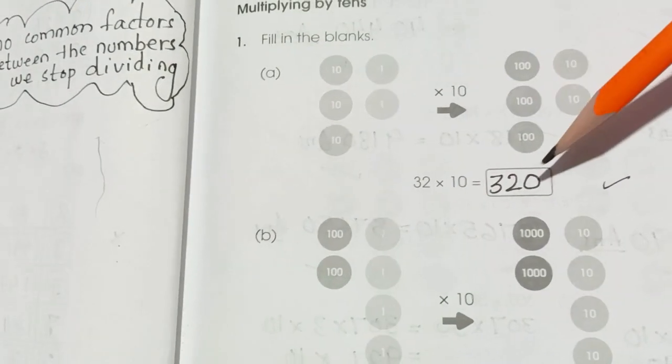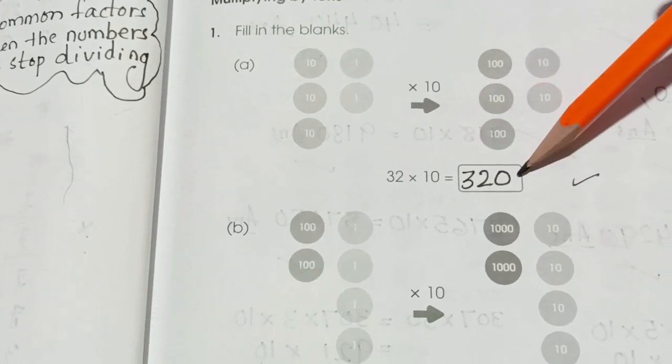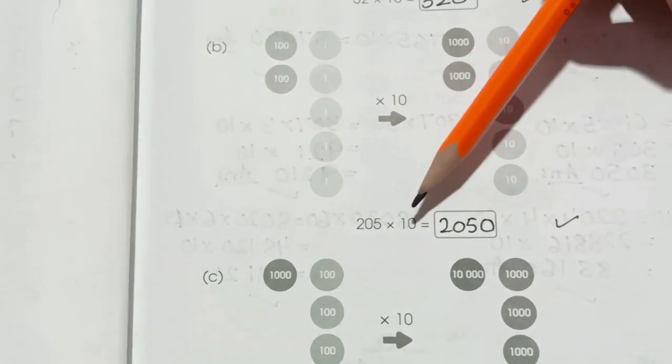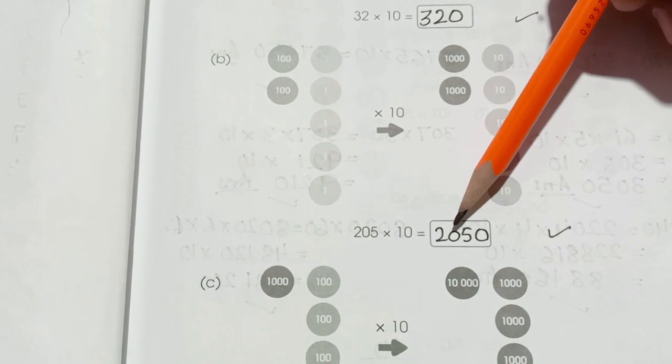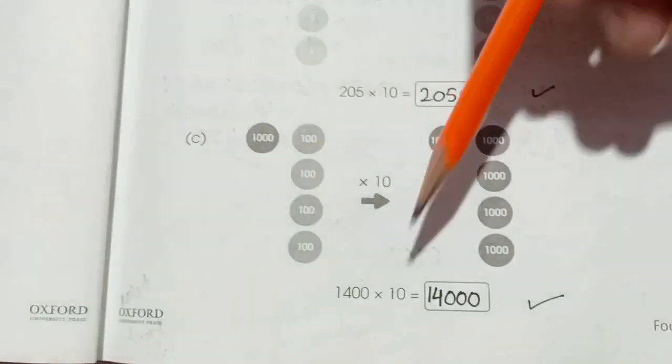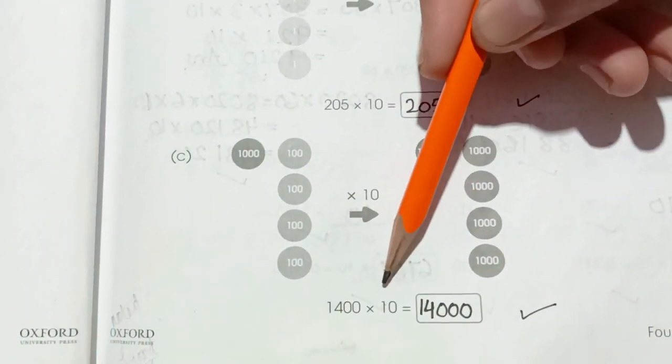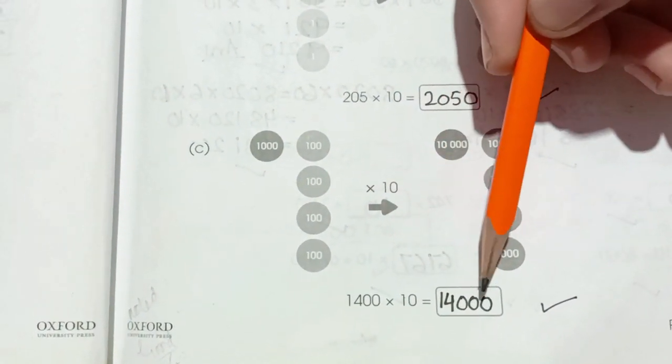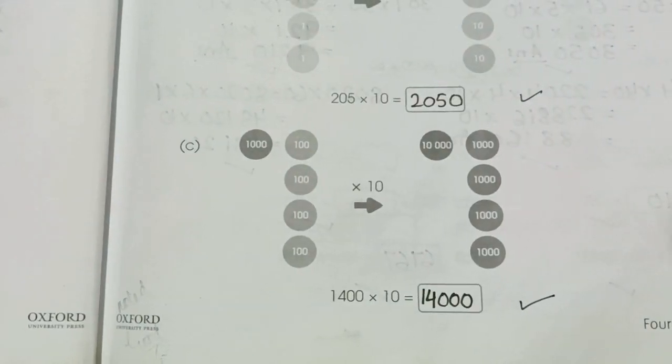Like we have 32 multiplied by 10, so we are going to write 320. We just add a 0. Again we have 205. When we multiply 205 with 10, we write 2050. We just add a 0 with the number. Here we have again 1400, and when we add a 0, it is 14,000.